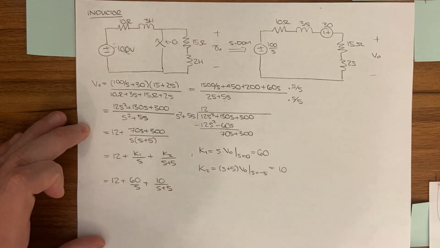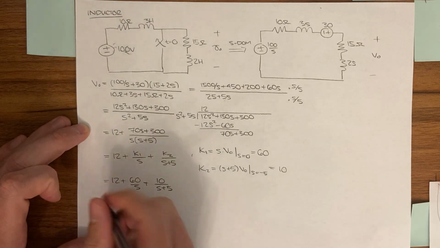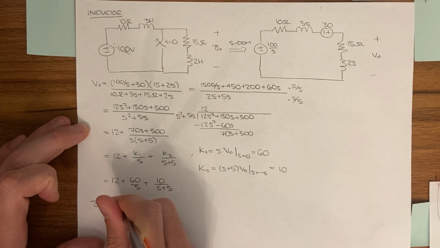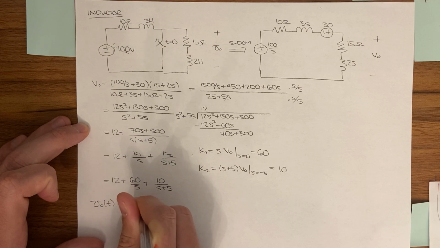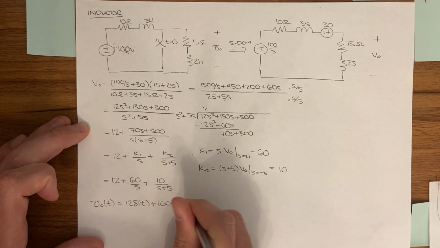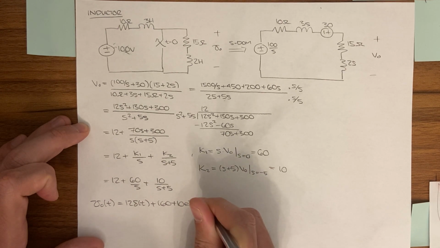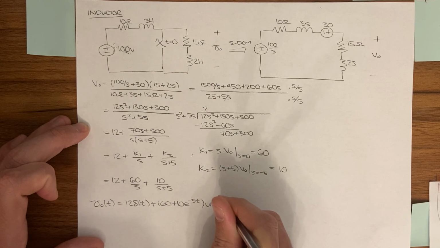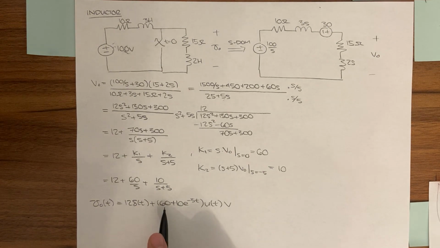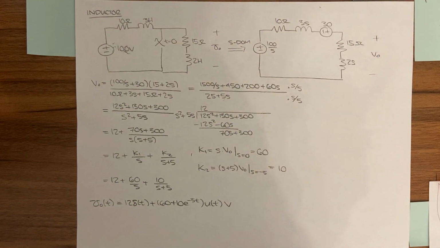We know the inverse Laplace transforms for each one of these. It's pretty straightforward. So now we have V out of t equals 12 delta of t plus 60 plus 10 e to the minus 5t times u of t volts. Now what's interesting here, guys, that's kind of cool, is that we have a delta function that shows up in our final answer.